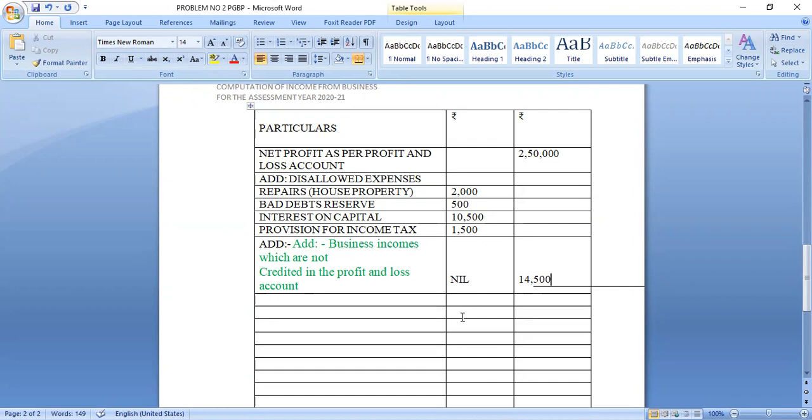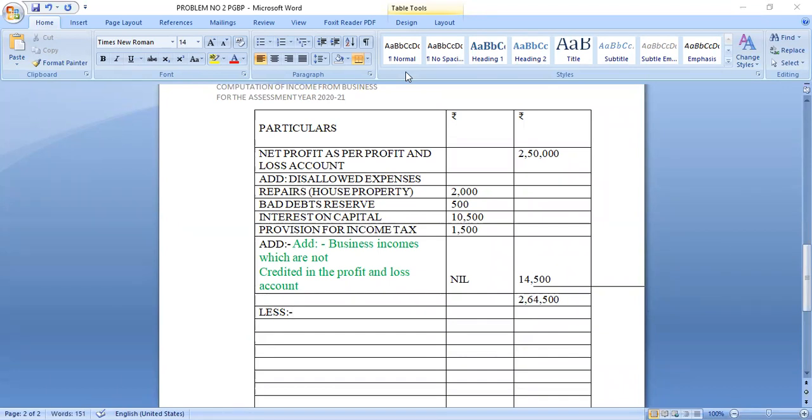Then add this to 2,50,000. So you will get 2 lakh 64,500. Now you go with the less items. What are the items to be deducted? Negative items. Less items. So less items to be deducted here.